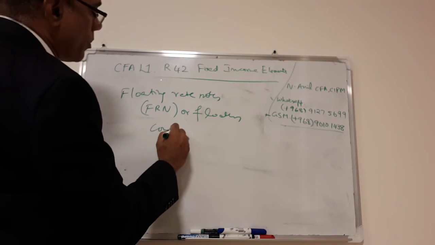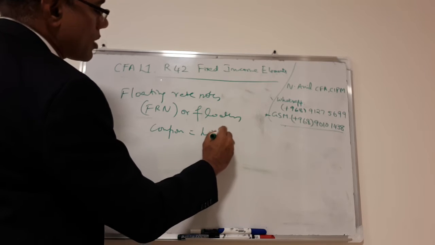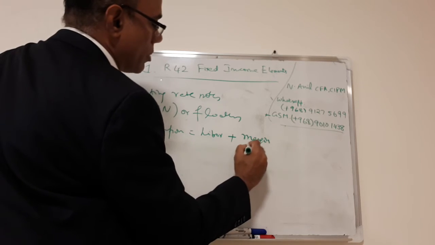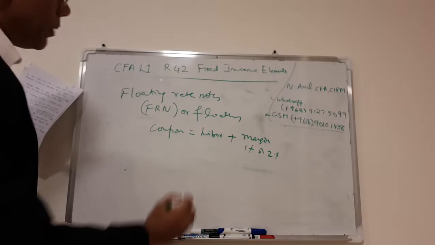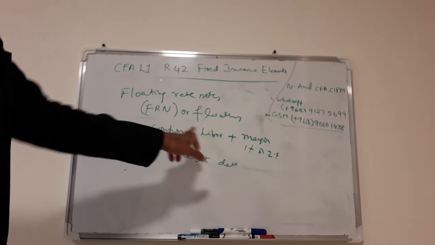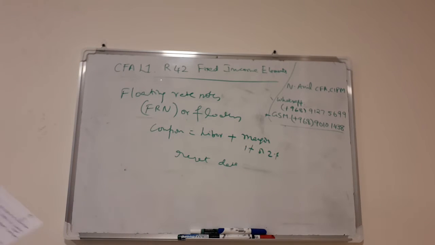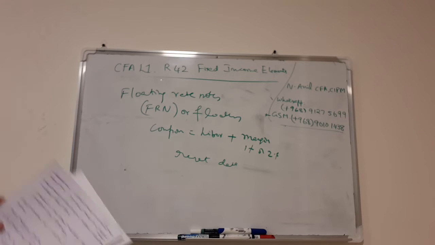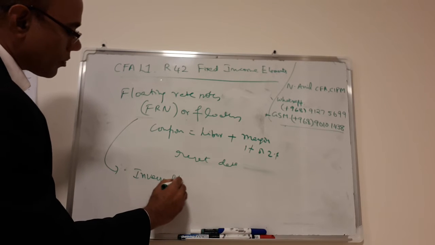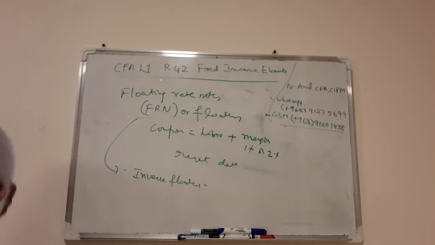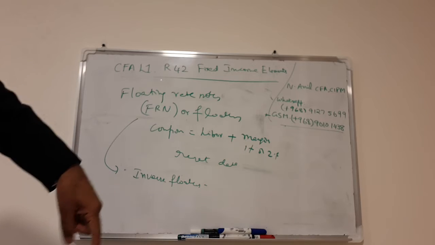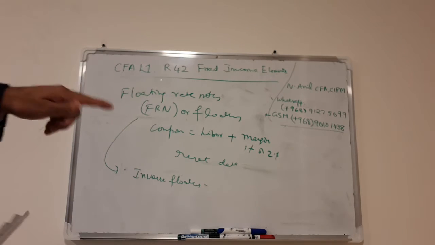The coupon will not be fixed, it will be say LIBOR or Euribor plus a margin. It's maybe 1% or 2%, and at a particular coupon reset date, as the LIBOR goes up, the coupon will go up. As the LIBOR falls, the coupon will fall in absolute terms. So these are floating rate notes. We also have what are called inverse floaters, which as the name says, the coupon decreases as the LIBOR goes up, and the coupon increases as the LIBOR falls.